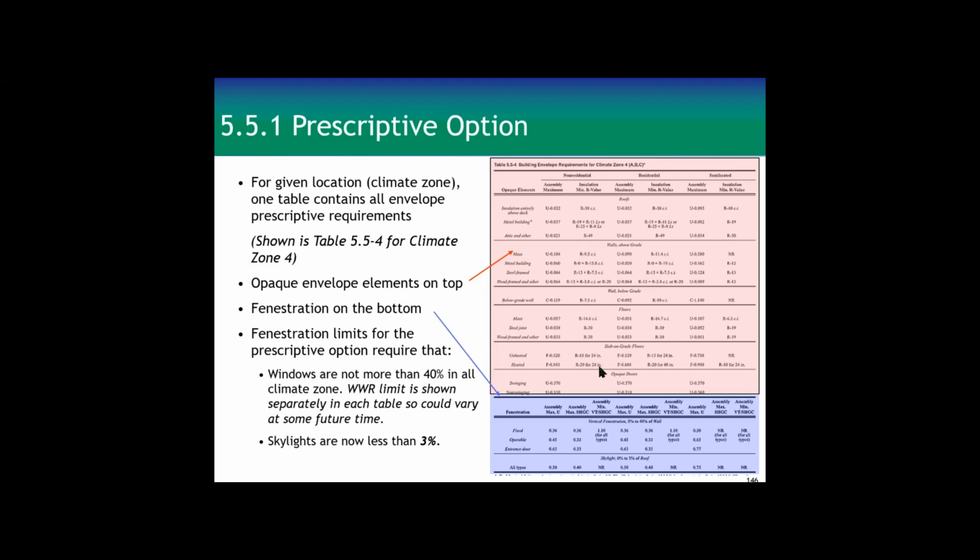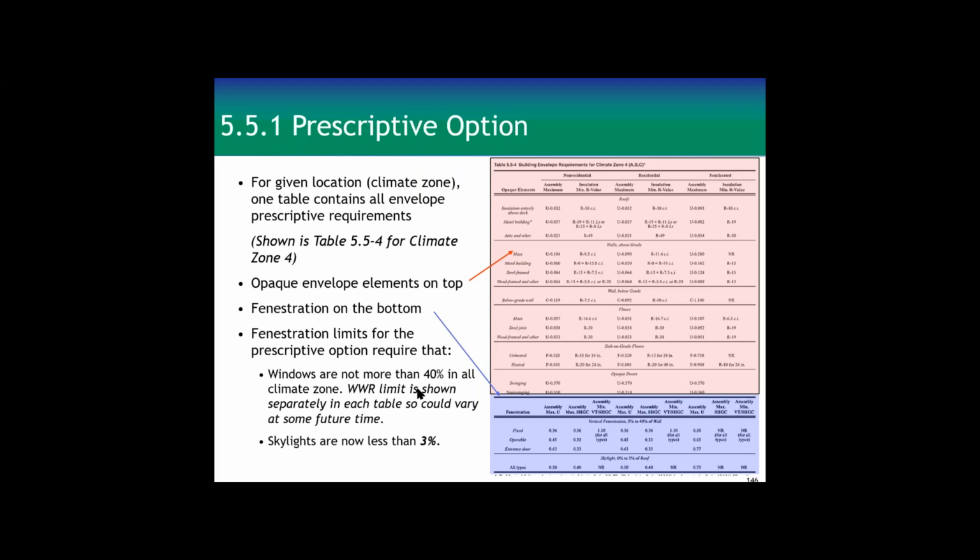Now, the top part of the envelope is for the opaque, which is the walls, the things you can't see through. The bottom is the fenestration, which are windows and everything. Windows are not more than 40% in all climate zones. We do have a place that shows you on every page what the wall window ratio is, but right now they're all 40%. They've always been all 40% in the basic prescriptive option.